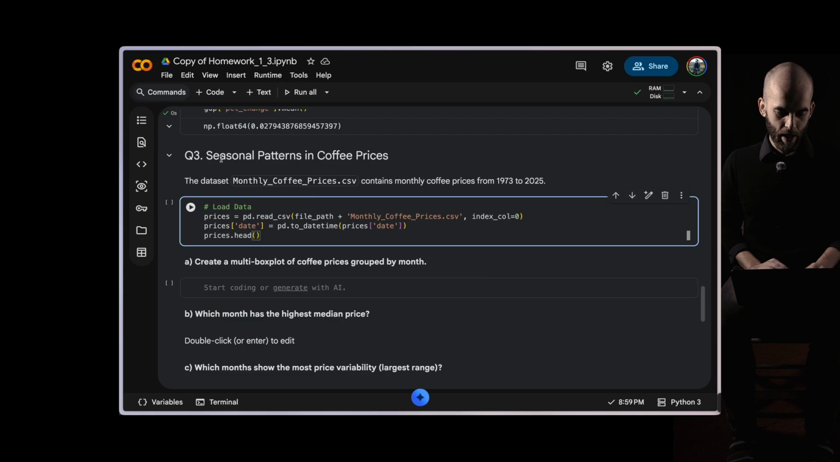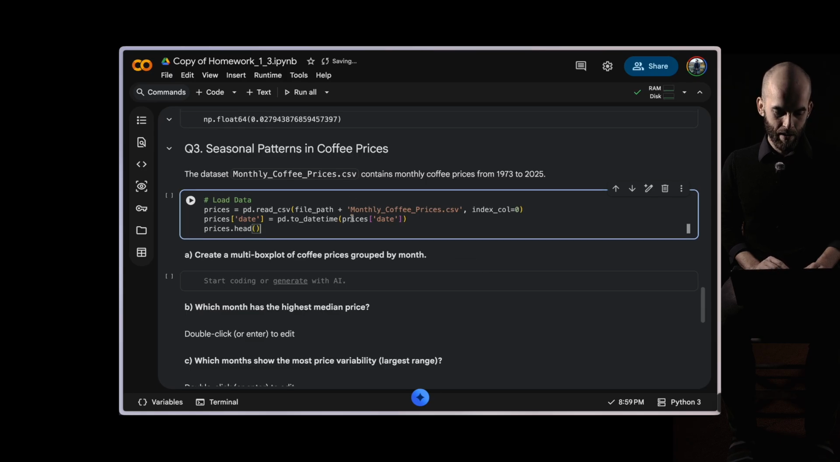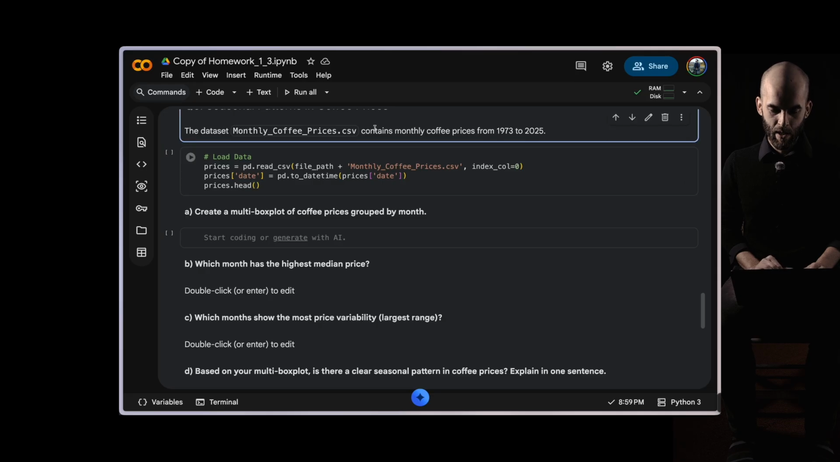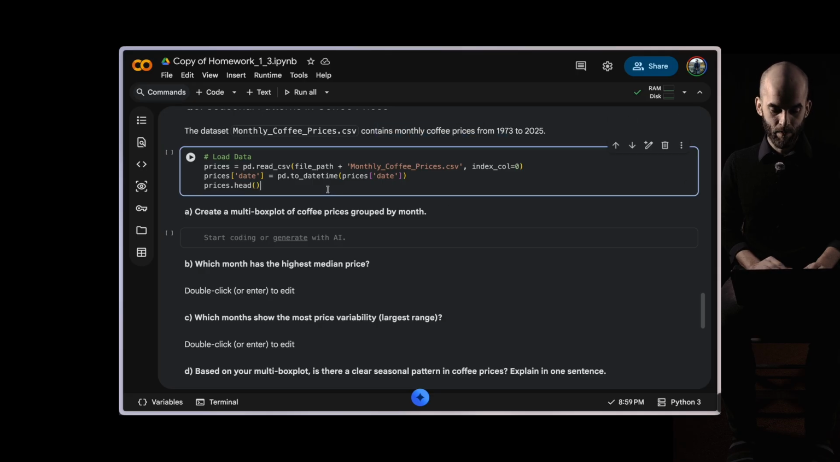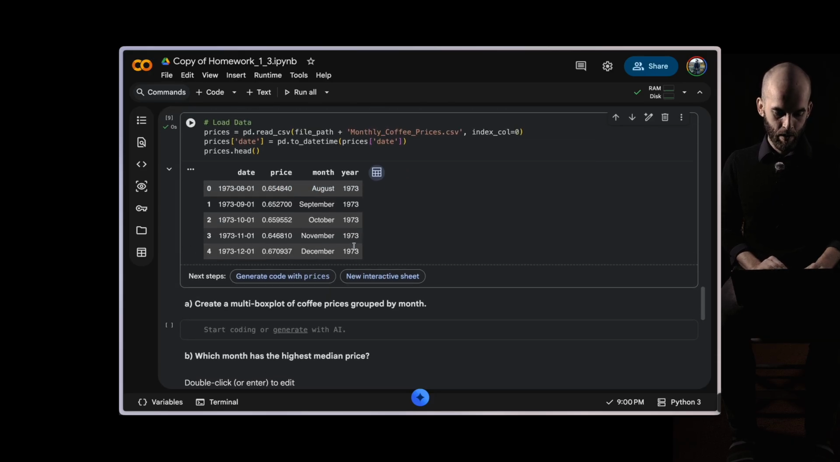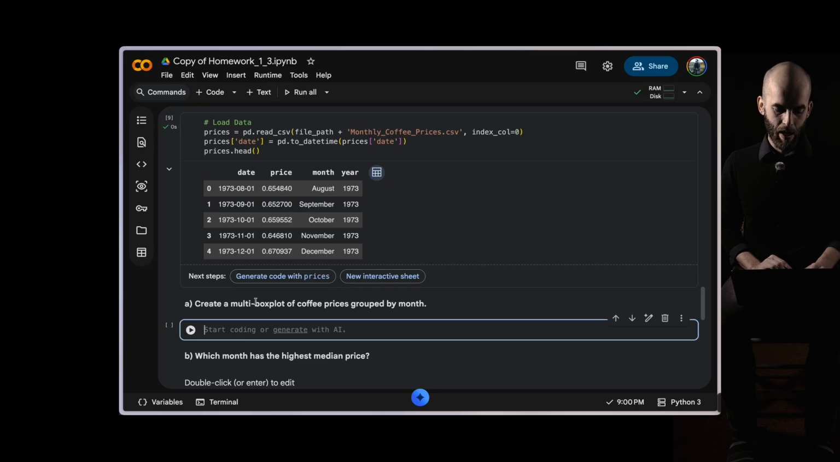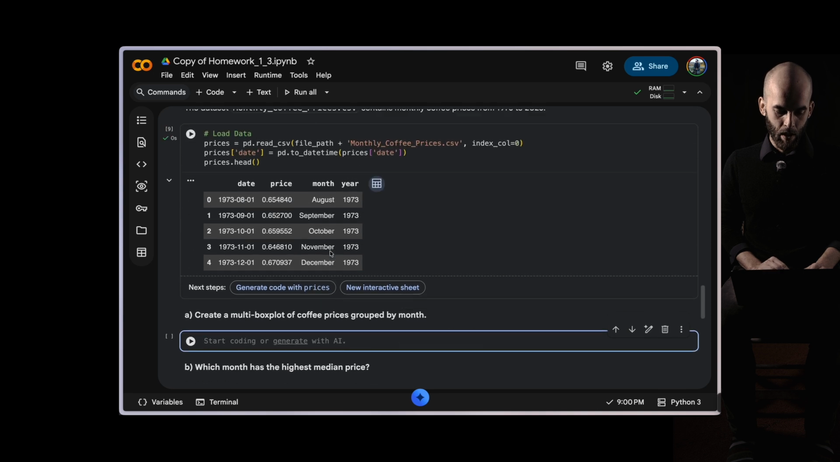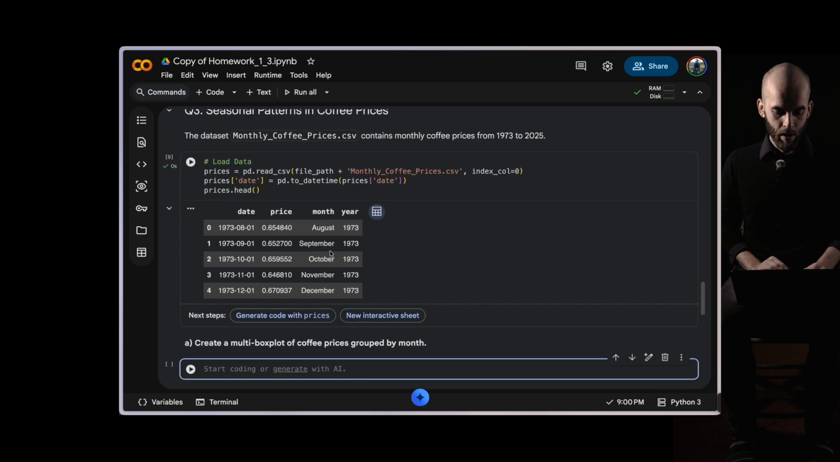All right, so question 3, seasonal patterns in coffee prices. So we have this data set monthlycoffeeprices.csv, which has monthly coffee prices between these years. So I'm gonna load this. So I have date, I have price, I have month and year, each one of these columns. So the first part of this question is to create a multi-box plot of coffee prices grouped by month. So we want a multi-box plot.